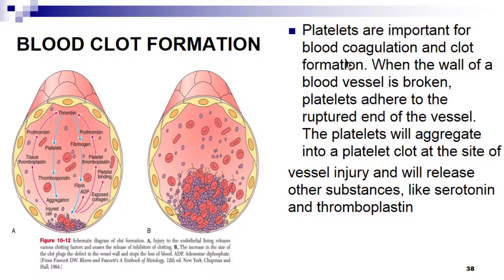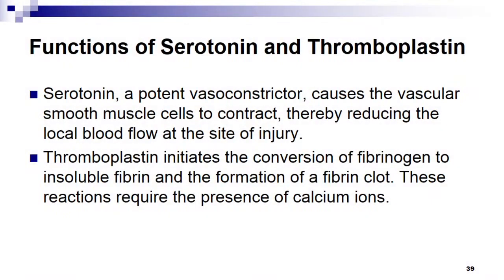Platelets are important for blood coagulation and blood clot formation. When the wall of the blood vessel is broken, platelets adhere to the ruptured vessel, which is named the agglutination of platelets. The platelets will aggregate into a platelet clot at the site of vessel injury and will release other substances like serotonin and thromboplastin outside. As an effect, we have the functions of serotonin and thromboplastin.